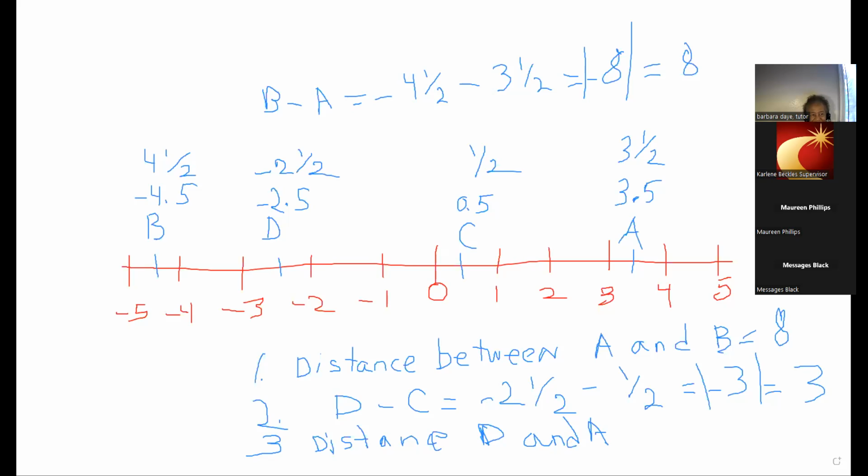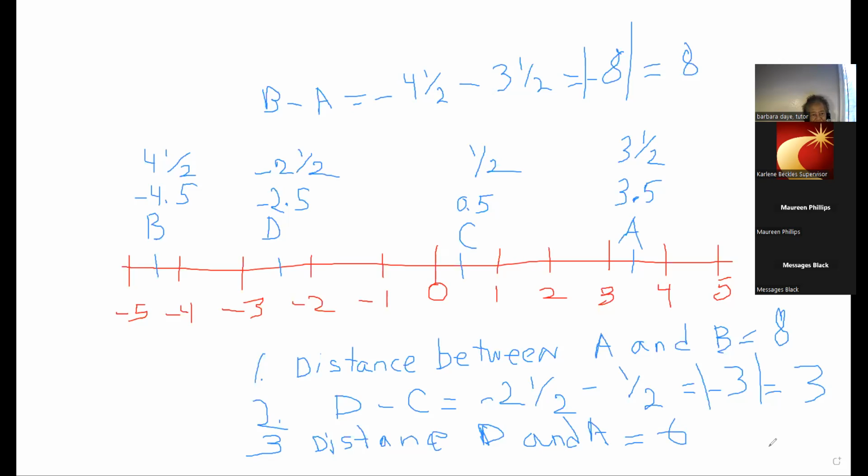6. That's it. Okay, Maureen, very good. Because D is 2.5, and the 0, that's just 2.5, and then to go 3.5 more over to the A, and we're using absolute values, just add the two, right? 2.5 and 3.5 is 6. So that would just be 6 because we're just using absolute value.